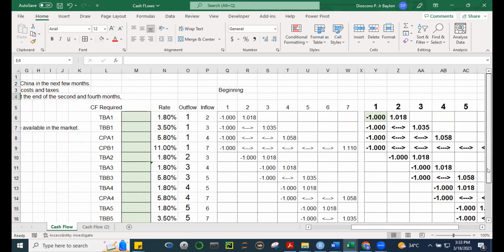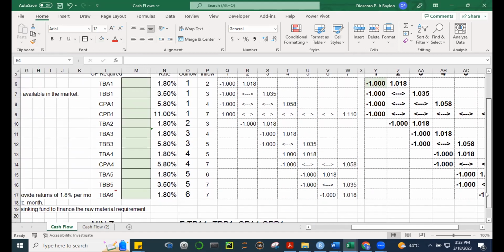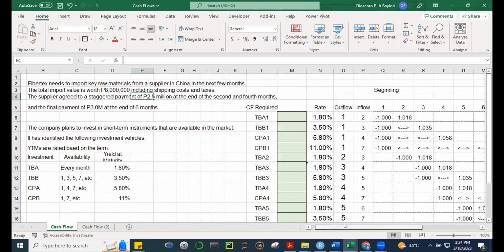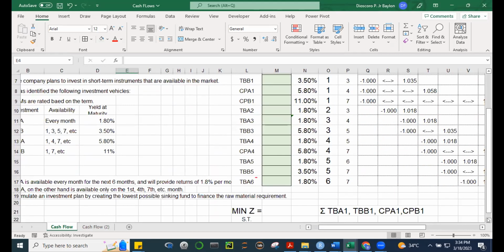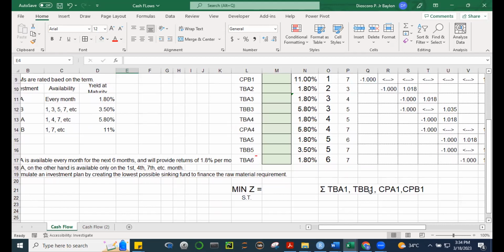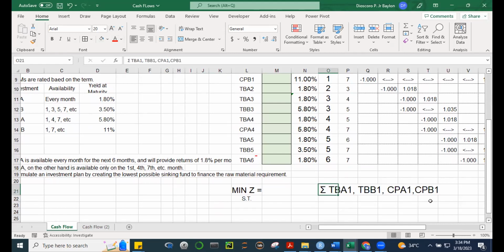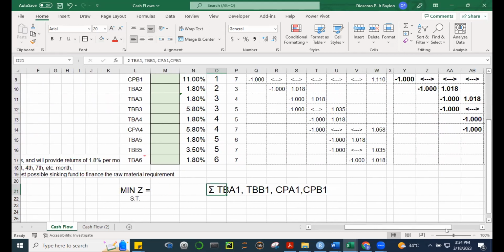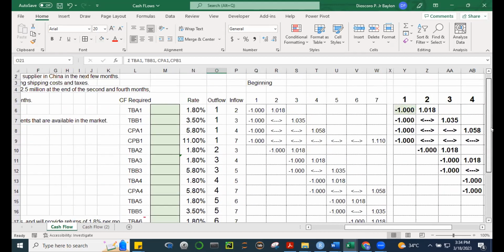Okay? So definitely our initial investment will not be 8 million. It will be something lower than 8 million because we're supposed to earn from our investment. So that's what we want to determine. What is this minimum investment when we add up all our TBA1, TBA2, TBB1, CPA1, and CPB1? Okay, and we know that this will not be 8 million because our money will earn.